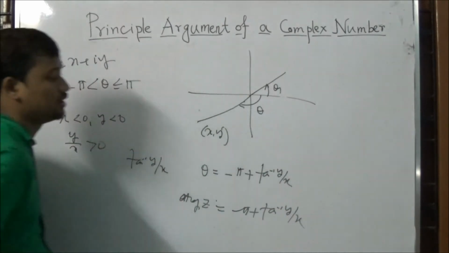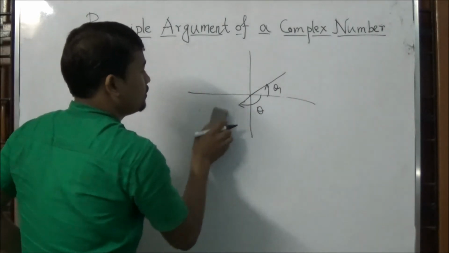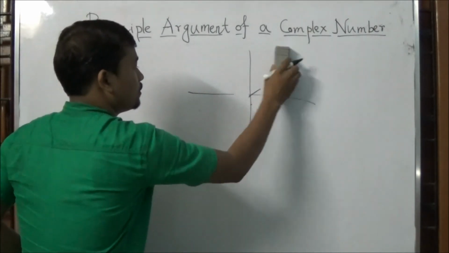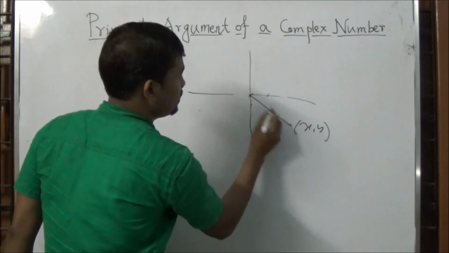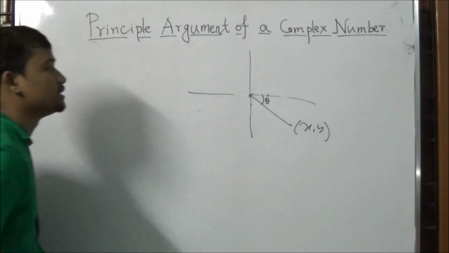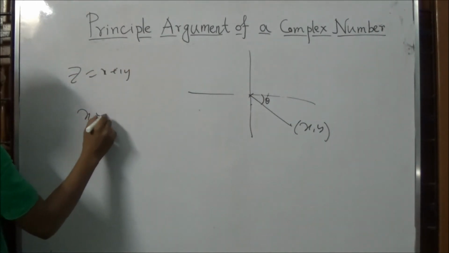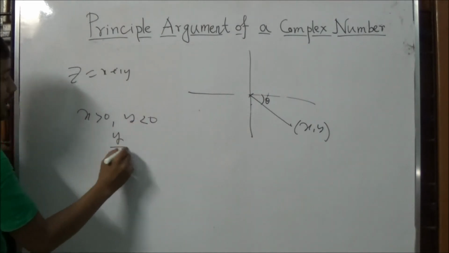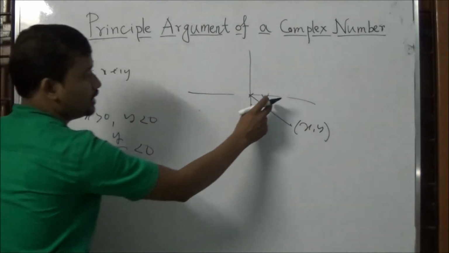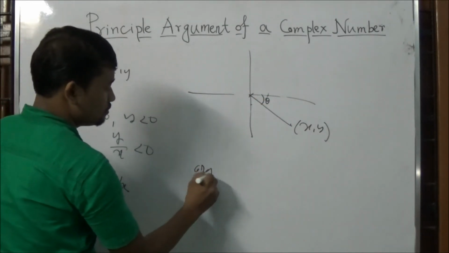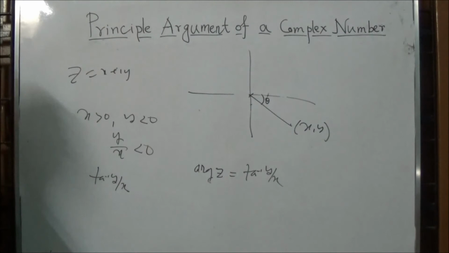So argument of z equal minus pi plus tan inverse y by x. Now let the point (x, y) lie on the fourth quadrant. Say this is (x, y). Here clearly this angle is the principal argument of z equal x plus iota y. Here x greater than 0 and y less than 0. Therefore y by x is less than 0 and tan inverse y by x will give the angle theta 1. So argument z equal tan inverse y by x. So we have the result.